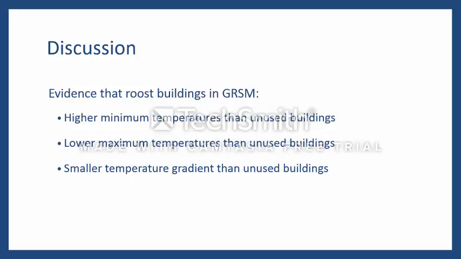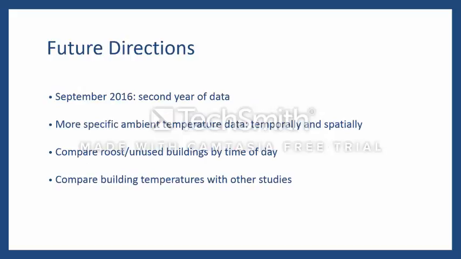And finally, roost buildings may have a smaller temperature gradient than unused buildings, so that ambient temperature is potentially being buffered a little better. This is again something that I'm going to have to try to incorporate, merging these two little sections here. And again, these three findings are consistent with some previous studies, but not all. It's really that maximum temperature finding that I'm going to want to explore a little more.